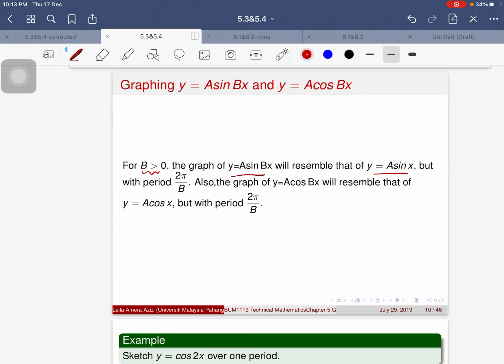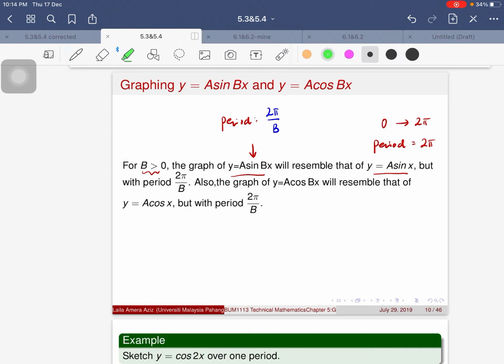So what happens is that when you have a graph of a sine x, the period is going to equal 2 pi. So your graph is going to be from 0 until 2 pi. That is what happens when you sketch. But when you have a function of y equal a sine bx, now you're going to have a new period value. And what is going to be the new period value? It's going to be given by 2 pi over b.